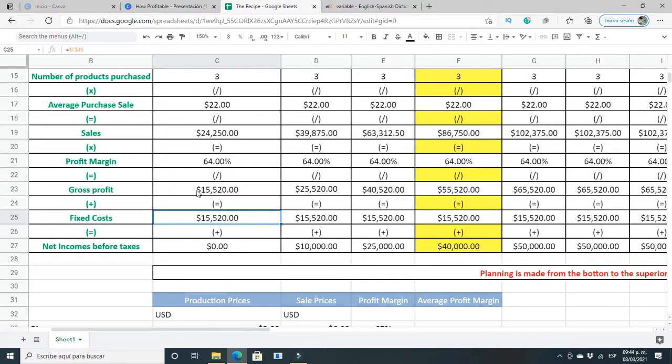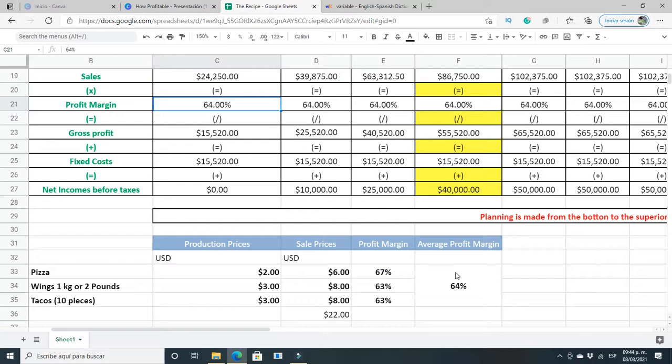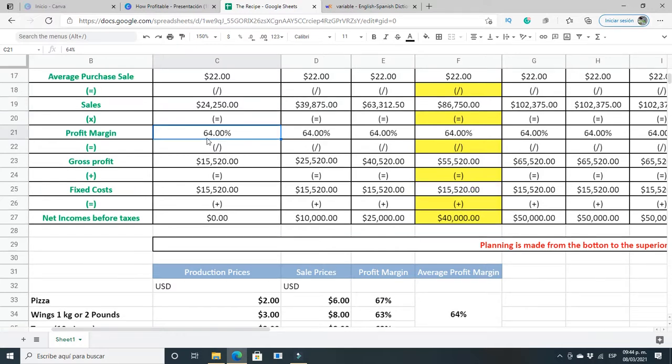And then the gross profits. We can calculate this with the fixed costs plus the net incomes before taxes. Then we're going to set here the average profit margin, 64%, and then we're going to calculate the sales, the minimum sales, to obtain these numbers. So we need for the first month or any month $24,250. Just how can we calculate this? Well, we have to divide the gross profit by 64%, and that's everything.